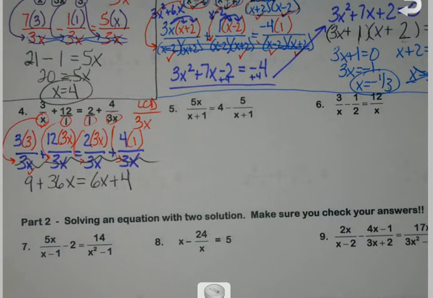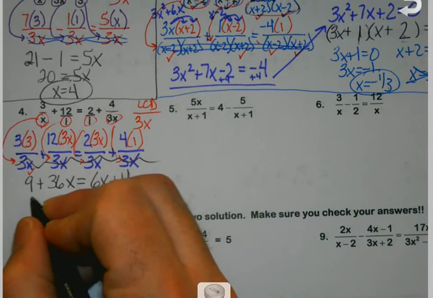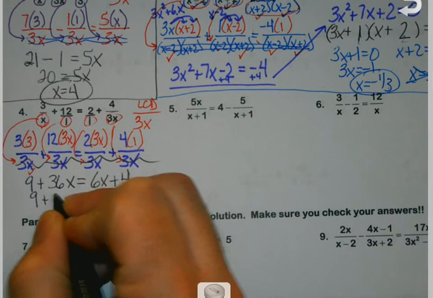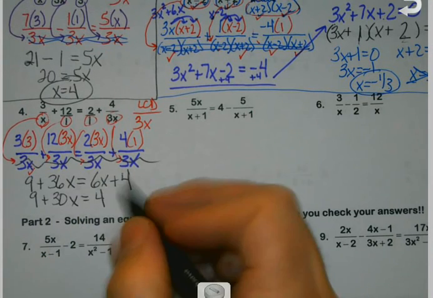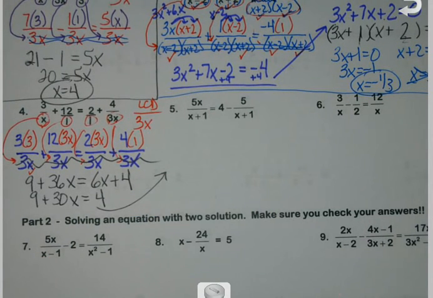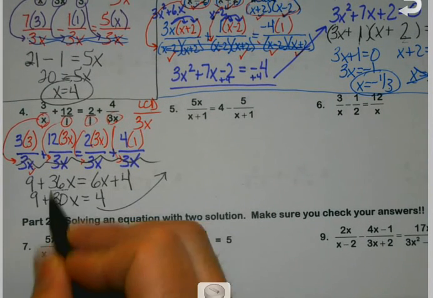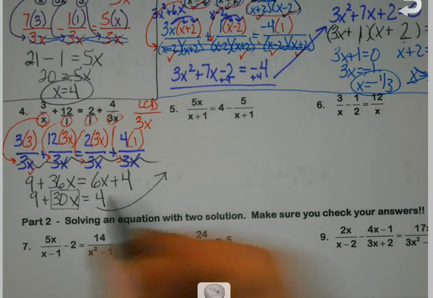Now at this point, you can choose to do this however you'd like to. I normally like to get all my x's together first and then kind of work it from there. So I'm going to go ahead and minus the 6x from each side. And now I got to isolate my x's so I can minus the 9 over.